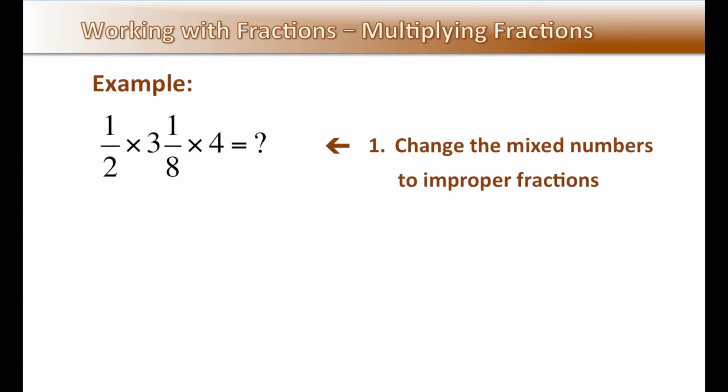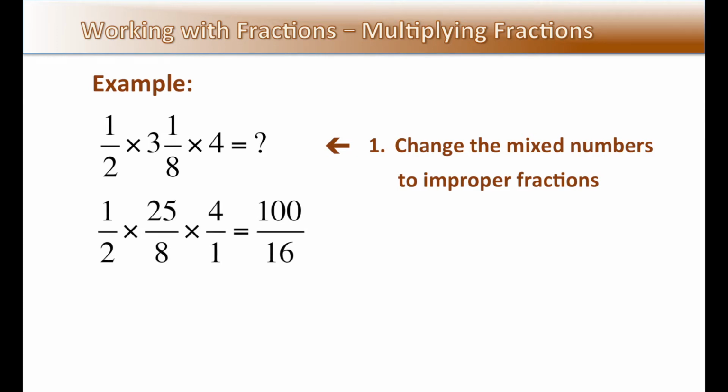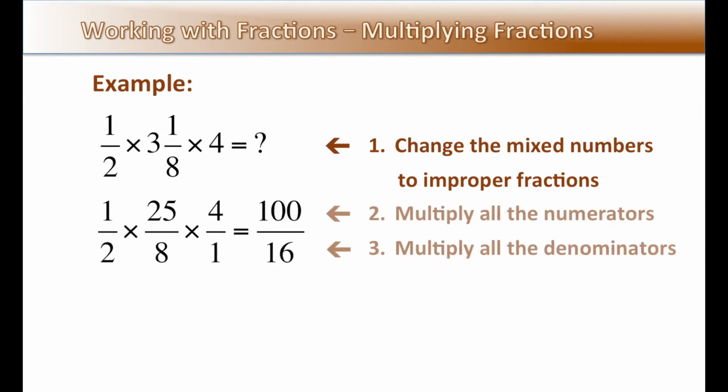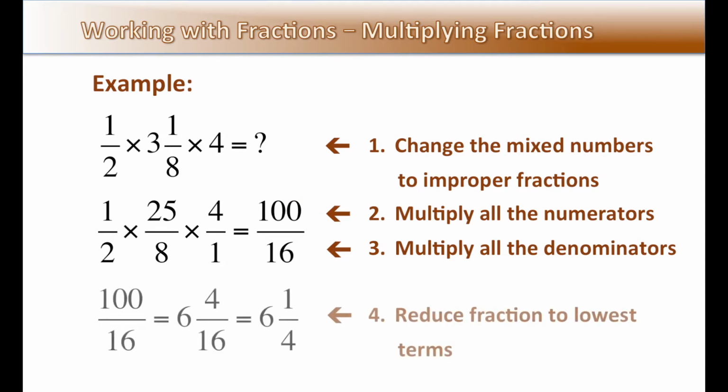In this example, 1/2 times 3 1/8 times 4. First, change all mixed numbers to improper fractions. Next, multiply both the numerator string and the denominator string together, which equals 116. Then reduce to lowest terms, which equals 6 1/4.